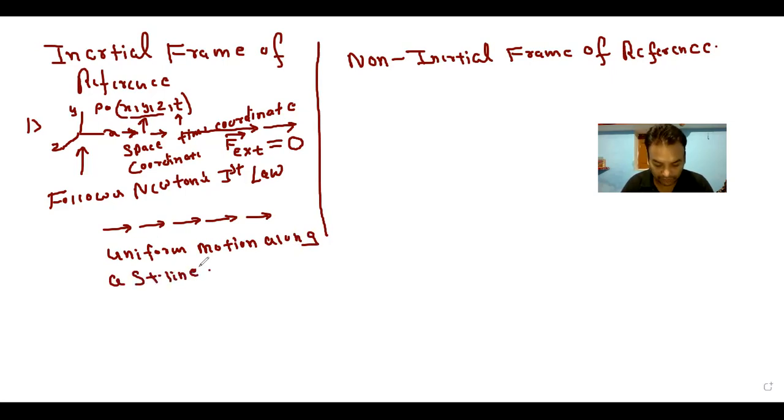Then it means this frame of reference x, y, z is called an inertial frame of reference. The motion is uniform motion. And one more important point to be noted here: when it is moving in a straight line, it should be non-rotating. It should not rotate.